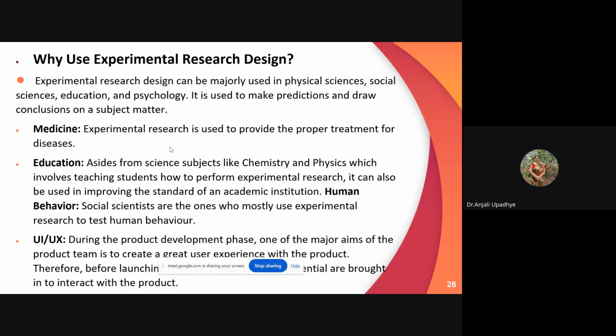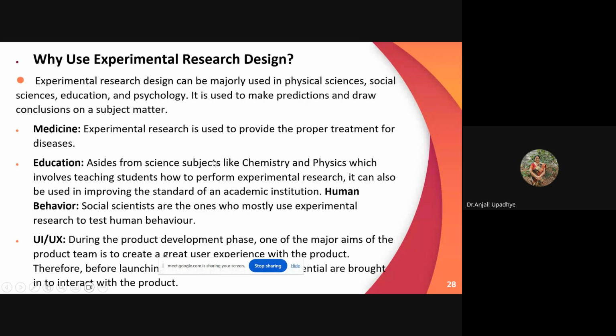Then the RCT: one group is the experimental group of disease patients, another group is of undiseased people, and the RCT is conducted, and we see the efficacy of the drug. And at the last phase, the drug comes to the market after proper licensing. That is why experimental research is very important in medicine.